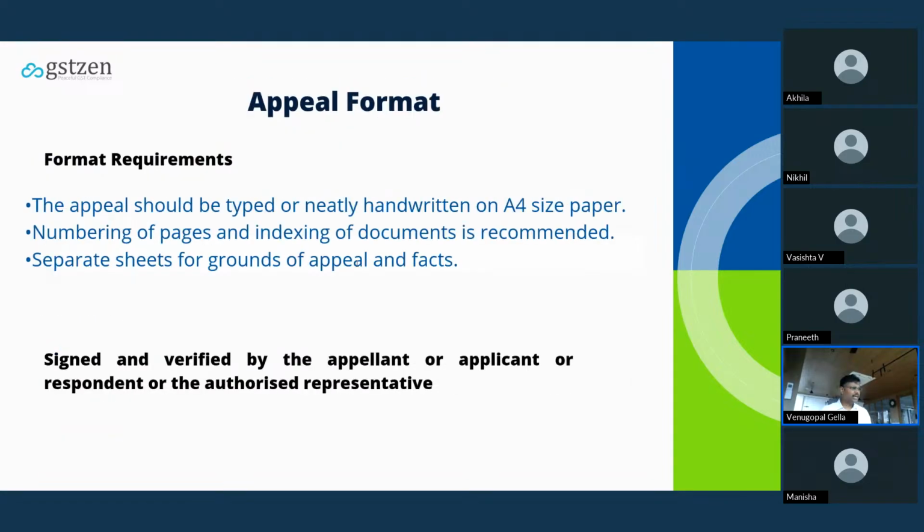So the appeal format should have who is filing the appeal, the statement of the facts, grounds of appeal, and the amount admitted and disputed. Then this would be verified by the registrar. There is a registrar who will check if the appeal is in order or not.